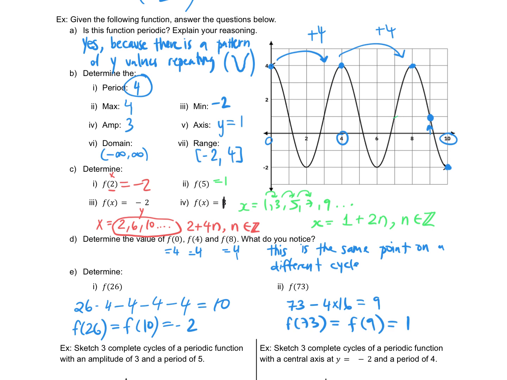So again, I'm just putting the period here, and I'm picking a certain number of cycles so that when I subtract that number, I end up with an x value that I can see on my grid. Because this is much better than me extending this pattern until I hit an x value of 73.